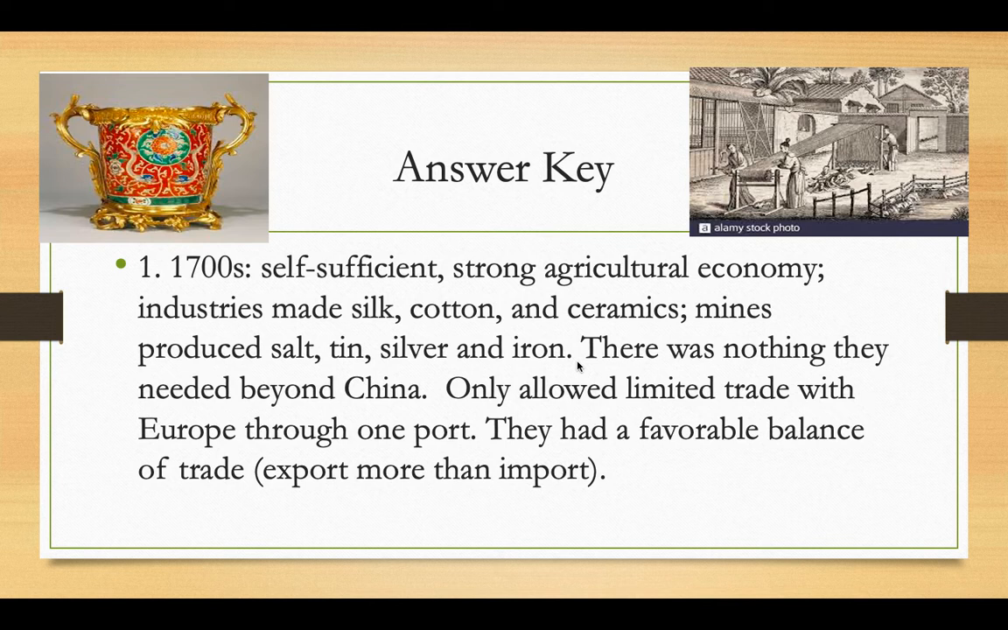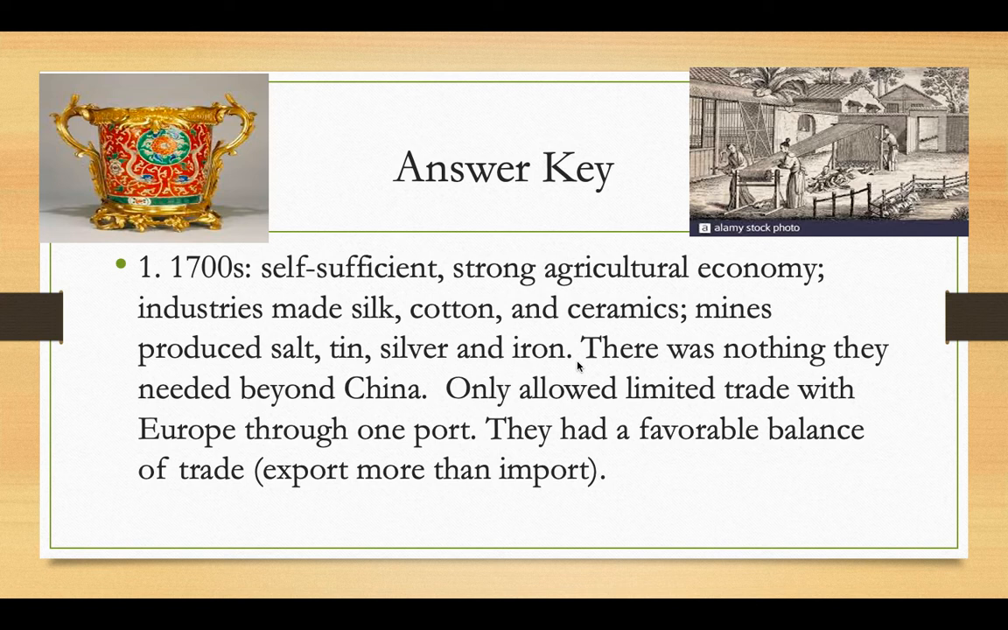So I do have this set up a little differently because with your reading, you had some questions. And the very first question you guys had to answer said, describe China's two major attempts to remain isolated from the outside world. And the first part of the answer to number one actually focuses on the time period before we start to see colonization within China. Because in the 1700s, China was a self-sufficient nation. They had a very strong agricultural economy. They had industries in silk, cotton, and ceramics. They had mines that produced salt, tin, silver, and iron. And really, there was nothing they wanted from the European world. There weren't any products that they were needing to buy from them.